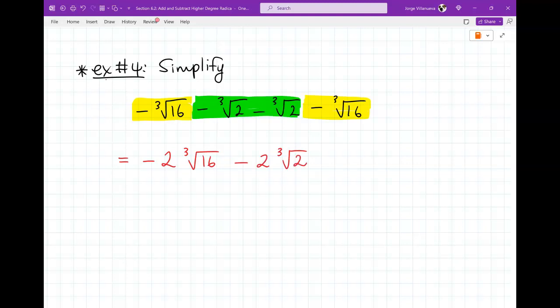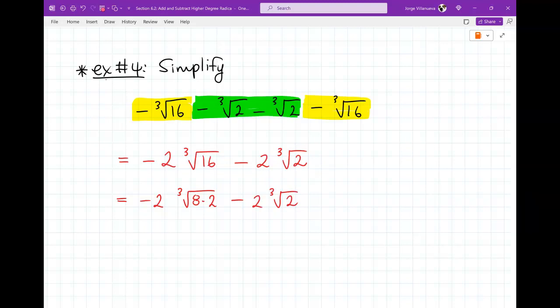All right, so now I made it into 2 things. Now I'm going to say, well, am I finished? Well, I look at my cubed roots. I have a cubed root of 16 and a cubed root of 2. The cubed root of 2 cannot be simplified, but the cubed root of 16 can, right? We just did it. We made it into 8 times 2. This will be negative 2 cubed root 8 times 2 minus 2 cubed root of 2.